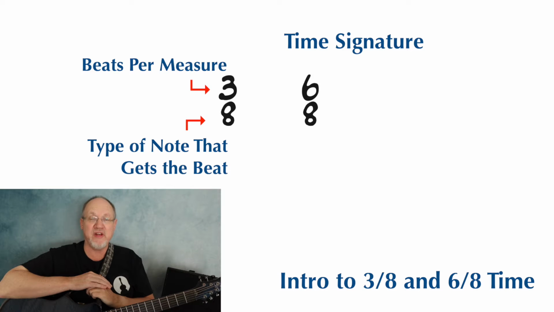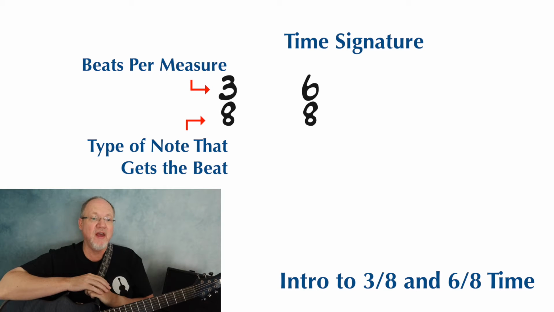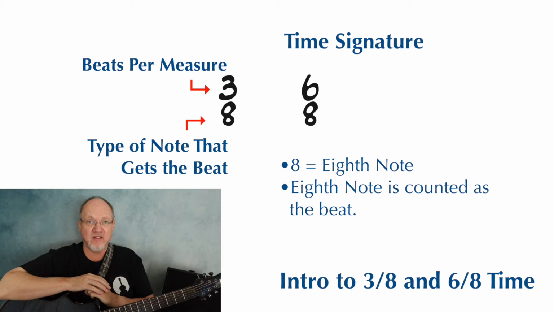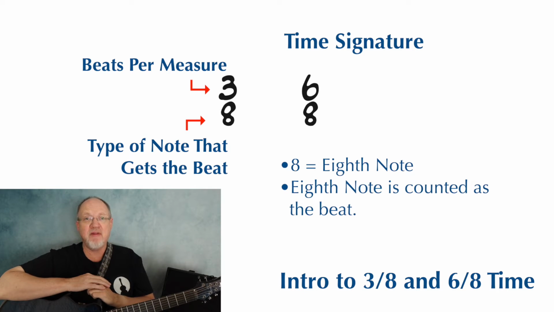Now we're looking at 3/8 and 6/8 time. In these, the top number tells you that there are either 3 or 6 beats per measure, and the bottom number, the 8, tells you that the 8th note is now counted as the beat. There are going to be 3 8th notes per measure in 3/8 time and 6 8th notes per measure in 6/8 time.